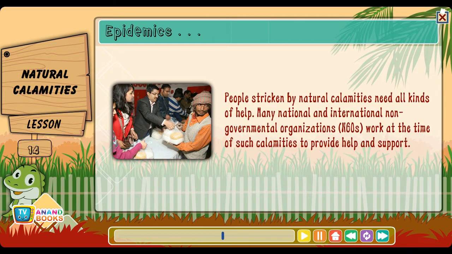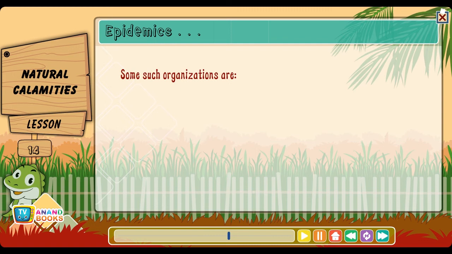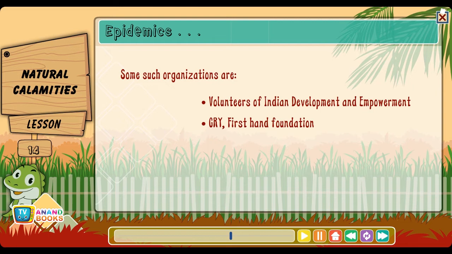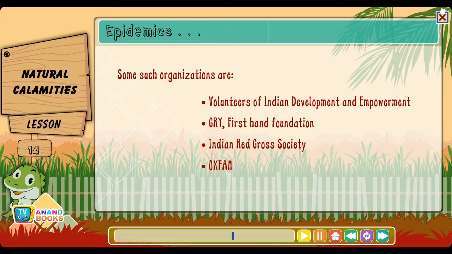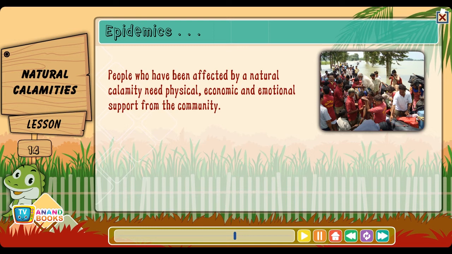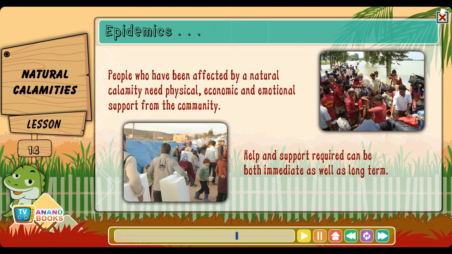People stricken by natural calamities need all kinds of help. Many national and international non-governmental organizations, NGOs, work at the time of such calamities to provide help and support. Some such organizations are Volunteers of Indian Development and Empowerment, CRY, First Hand Foundation, Indian Red Cross Society, Oxfam. People who have been affected by a natural calamity need physical, economical and emotional support from the community. Help and support required can be both immediate as well as long-term.